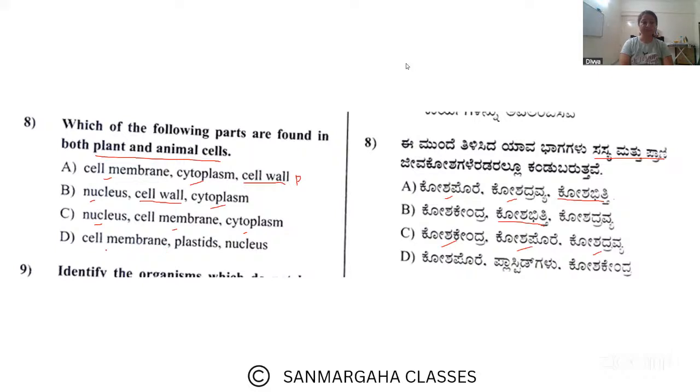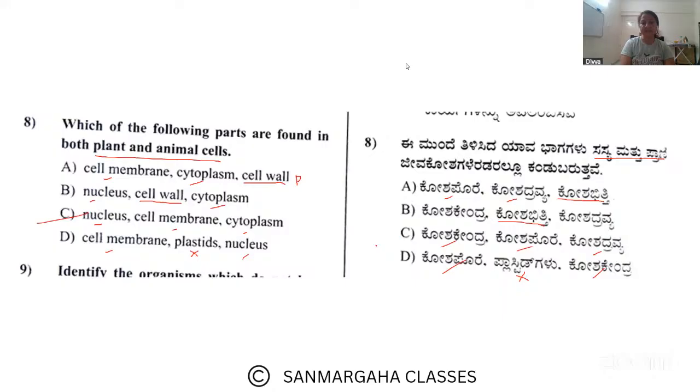So cell membrane, yes, present. Plastids are not present in both plant and animal cell. Nucleus is present. So kosha pore irutte and plastidgalu iralla, kosha kendra irutte. So namma option yaudu? Our option is C.